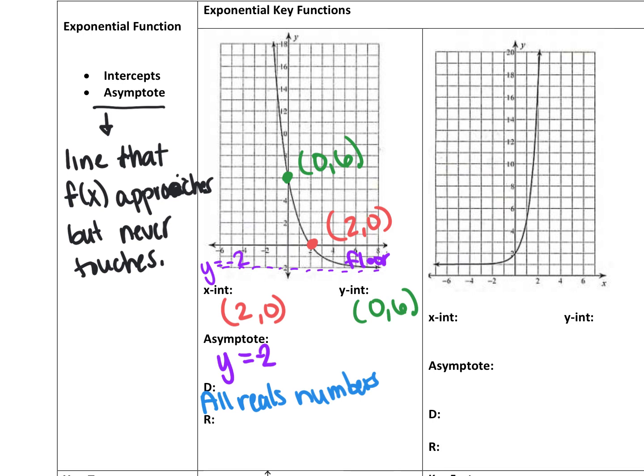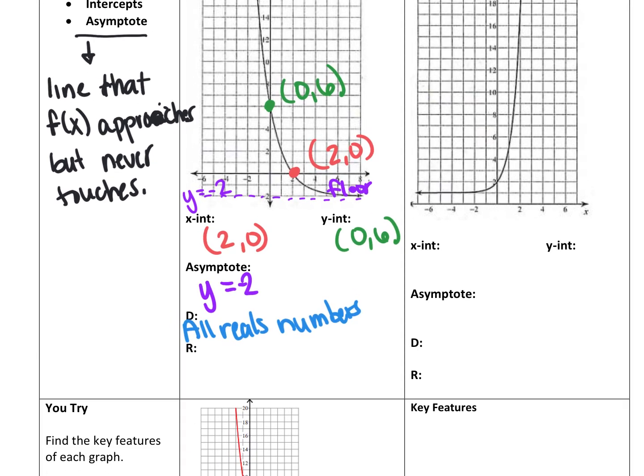The range of the function, well, it wants to touch the floor, but it can't touch the floor. And if it's a floor, it has to go up from the floor. So we're going to be above the floor. We're above the floor, so y has to be just greater than, this time, because you can't touch the floor, -2.